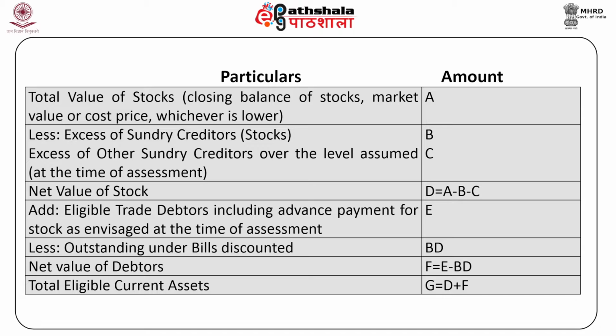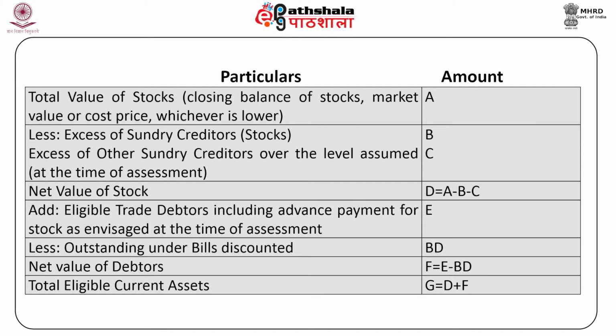Less excess of sundry creditors for stocks, B. Excess of other sundry creditors over the level assumed at the time of assessment, C. Now, net value of stock is calculated as D equal to A minus B minus C. Add to this eligible trade debtors including advance payment for stock as envisaged at the time of assessment, let's say this is E, less outstanding under bills discounted, BD. So net value of debtors is F equal to E minus BD.